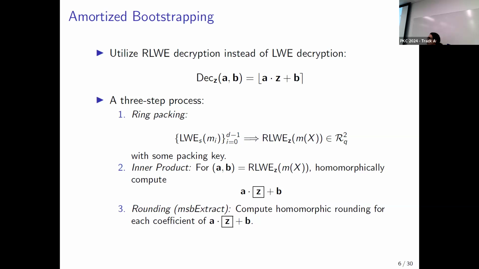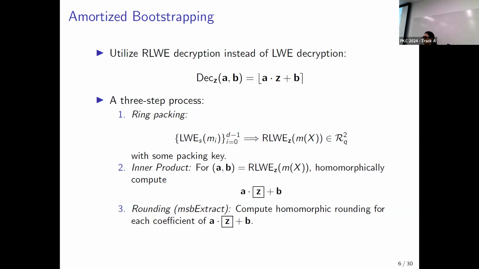So the motivation of this work is to focus on amortized bootstrapping to reduce the cost of this operation. Amortized bootstrapping means that we're not going to bootstrap a single message, but we're going to bootstrap n messages at the same time. And in order to do this, we use the ring LWE structure, so the ring decryption instead of the LWE decryption. The process is very similar. We start with a ring packing step, where this time we're considering, say, d LWE ciphertexts, and we pack them into a single ring LWE ciphertext. And then we have an inner product, we have a rounding.